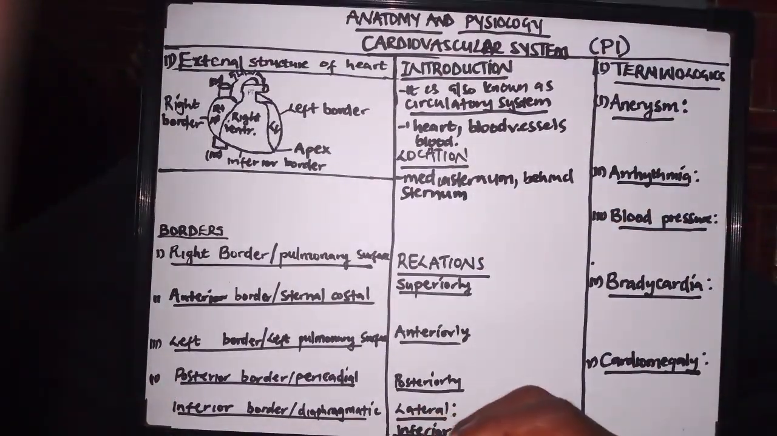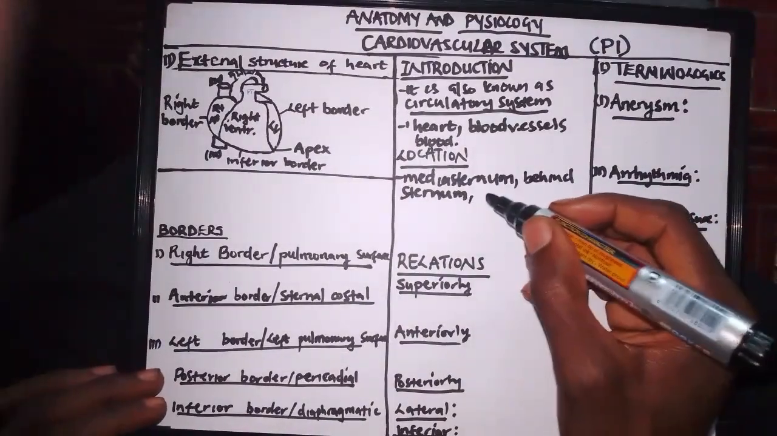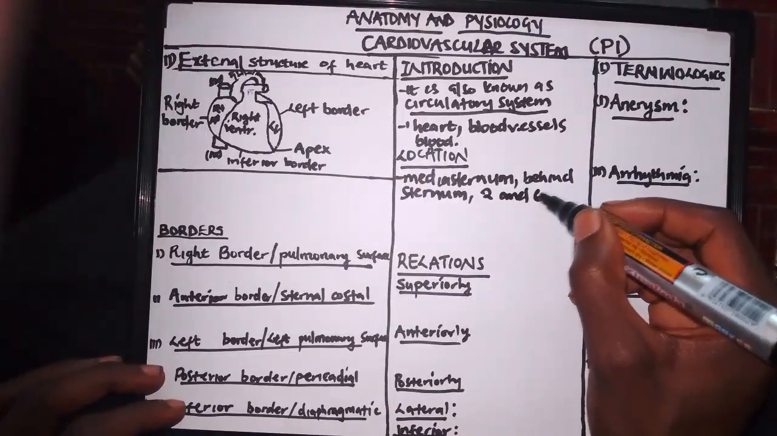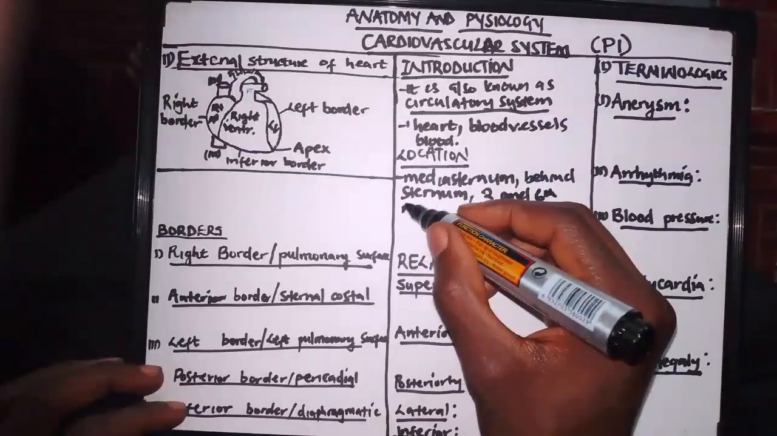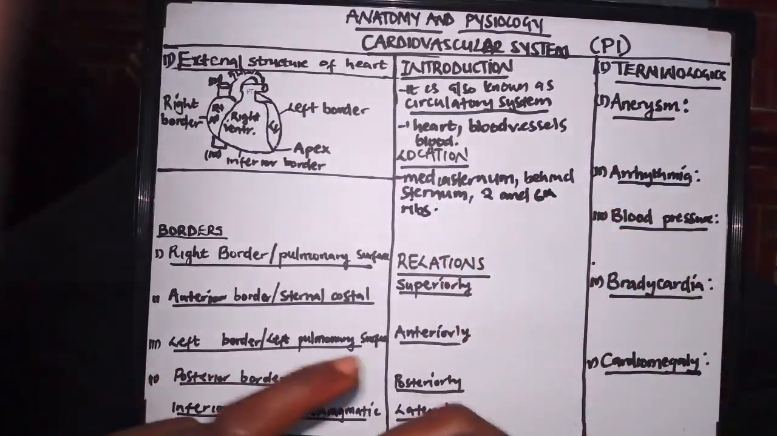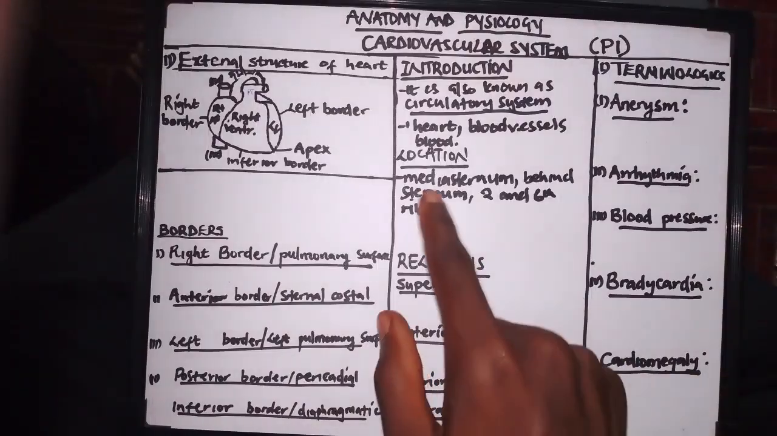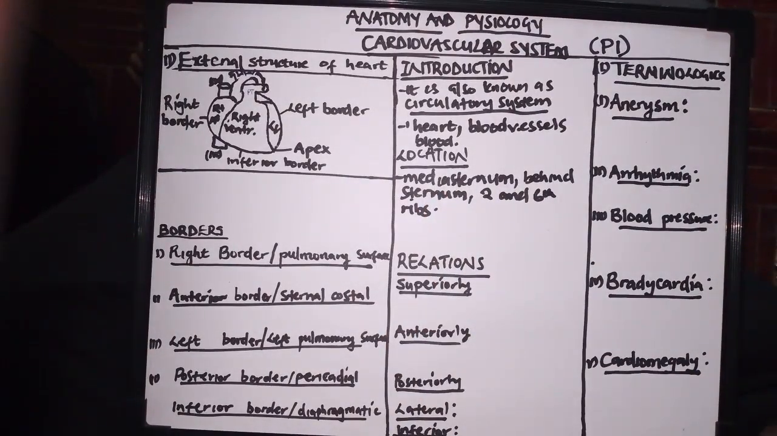The sternum is the bone at the anterior, which looks like a tie. It is also between the second and the sixth ribs. In case you are asked to write the location in an essay, you can say that the heart is located in the mediastinum, behind the sternum, between the second and sixth ribs.